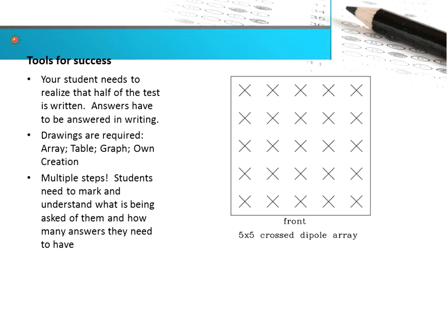So some tools for success that I really found have helped to make sure that your student is successful and you're successful is that, number one, your student needs to realize that half of the test is written. Our gifted kids and bright kids definitely need to know ahead of time what to expect. They don't like surprises, right? And so just getting them prepared really helps. They have to write their answer. And this has been very strange for some students because they don't understand why they have to write it. Okay? So the answers have to be answered in writing.